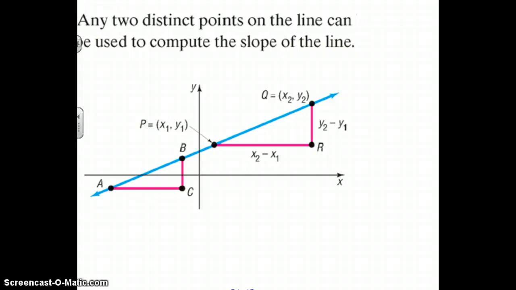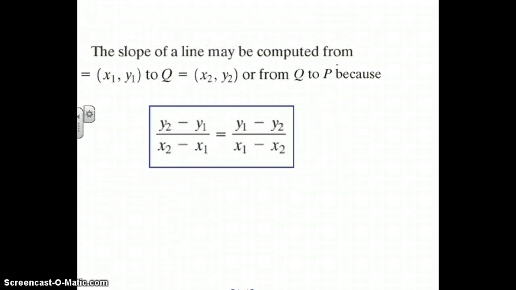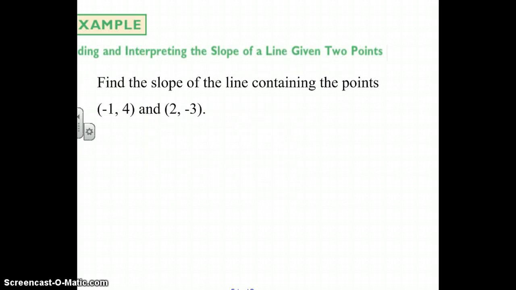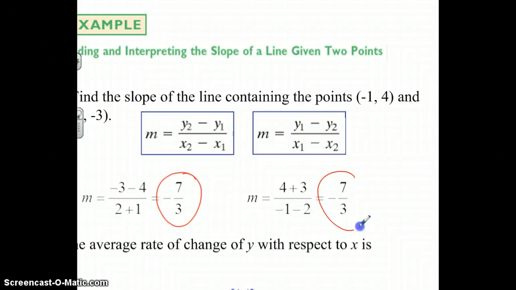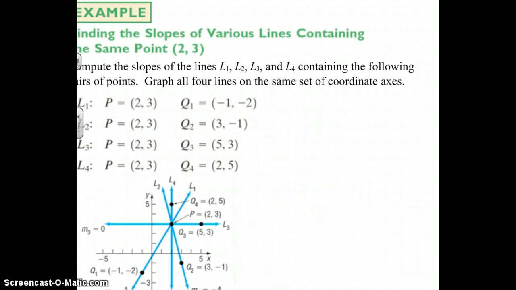So again, if I do slope, we get rise over run. The order that we do these in does not matter as long as you do point 2 minus point 1, or in this case, point 1 minus point 2. Just be consistent. So looking at this, if I call this point A and this is point B, I could tell you that the slope could be 4 minus a negative 3, doing point A minus point B, negative 1 minus 2, and that should be the same thing as doing point B, negative 3 minus 4 over 2 minus a negative 1. Either way, I'll get the same answer. Negative 7/3 is the solution. So just be consistent when finding your slope.